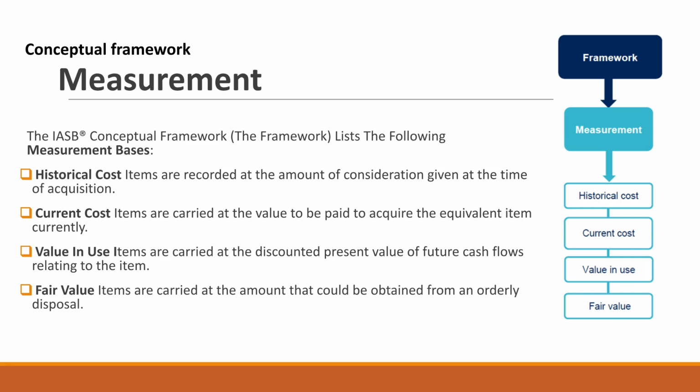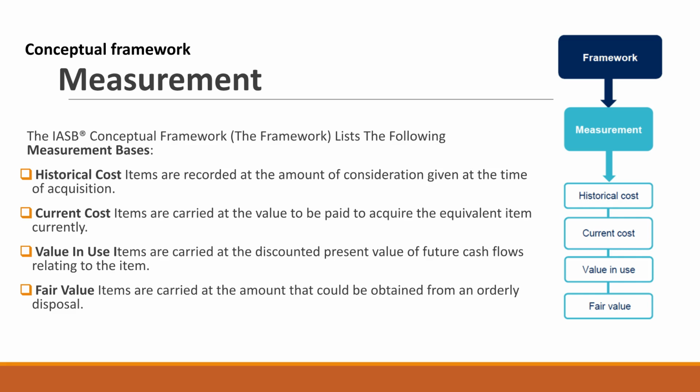The IASB's conceptual framework identifies several different measurement bases, which you can see listed here. Historical cost. This is the most common and often simplest method. It means we record an item at its original cost, at the time it was acquired. So, if we bought a piece of equipment for $10,000 5 years ago, it would initially be recorded at $10,000.